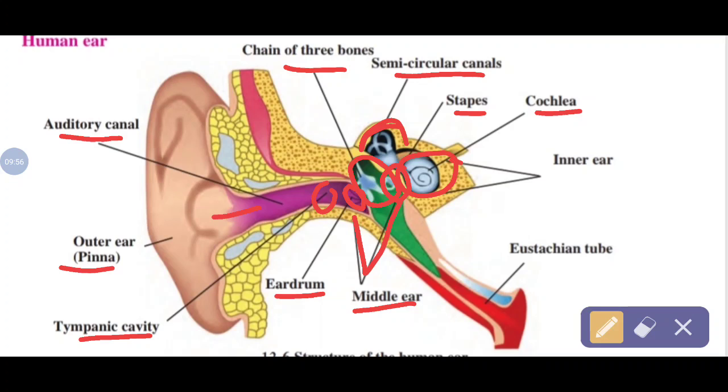Then this part is called the inner ear, that is showing with the help of the arrow. Check that. And then last, the eustachian tube, that is showing here. Clear? So these are the parts of the human ear.